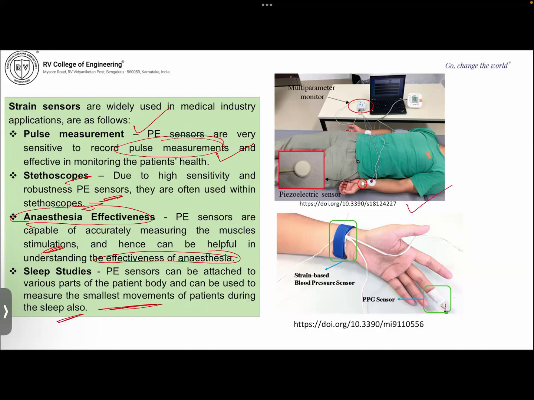These are the two research articles. You can copy and type this link, and you can get the information and read it. You can use these two articles for developing the piezoelectric sensor for biomedical applications. Here you can see a strain-based blood pressure sensor, the PPG sensor they have developed. You can go through these review articles for more details.